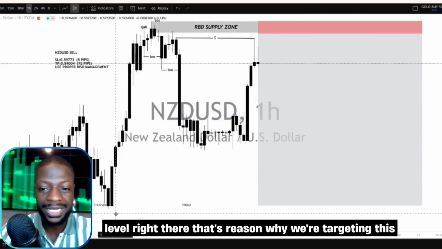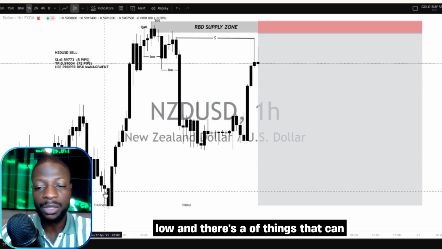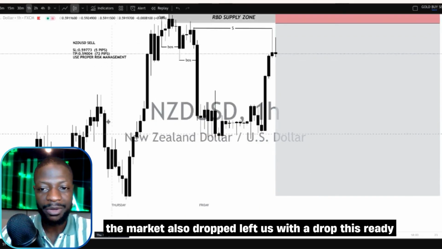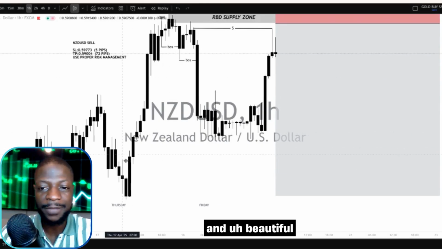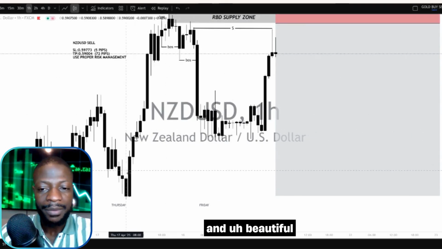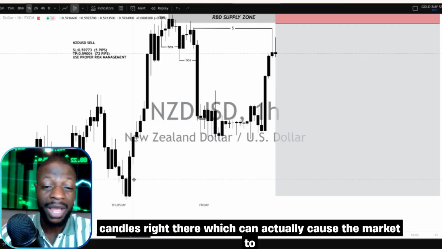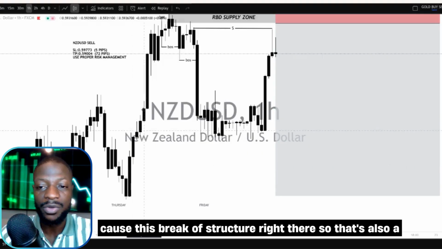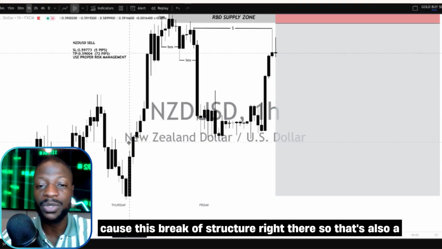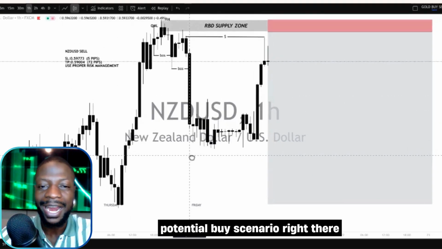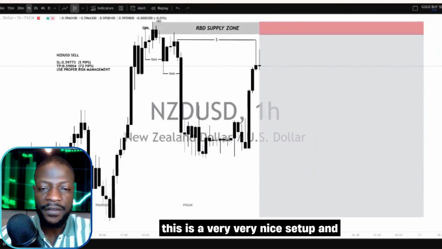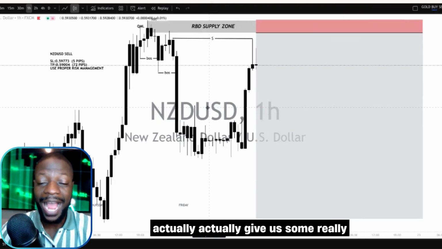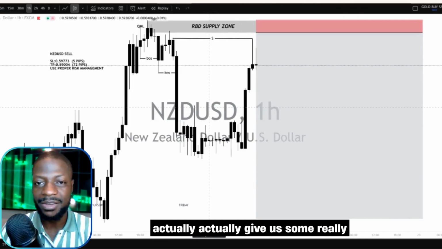That's the reason why we're targeting this low, and there's a lot of things that can cause this market to drop here. You can see that the market also left us with a drop-base-rally, and beautiful candles right there, which can actually cause the market to push to the upside right here. Look at the candles that actually caused this break of structure right there. So that's also a potential buy scenario. This is a very, very nice setup, an A plus textbook setup that can give us some really, really nice profits, right?